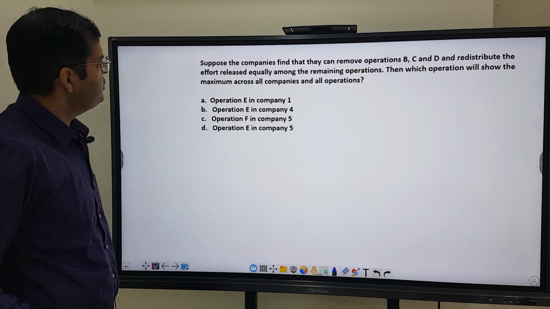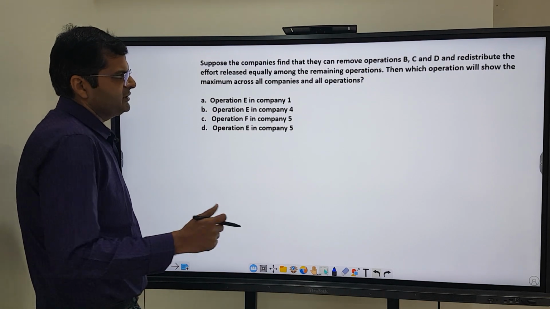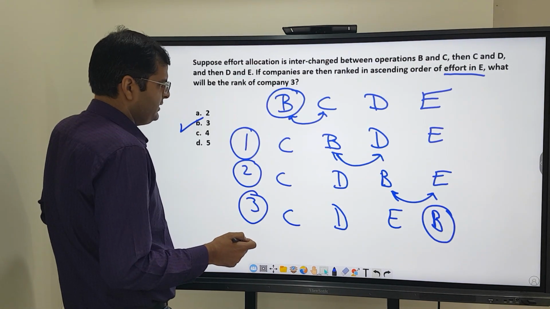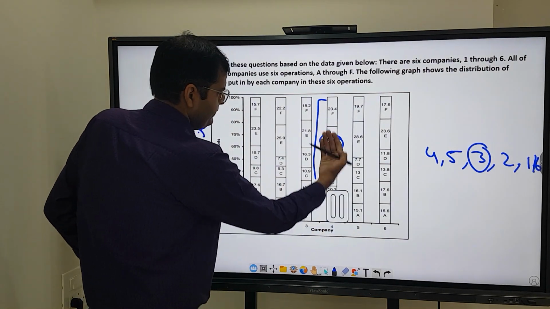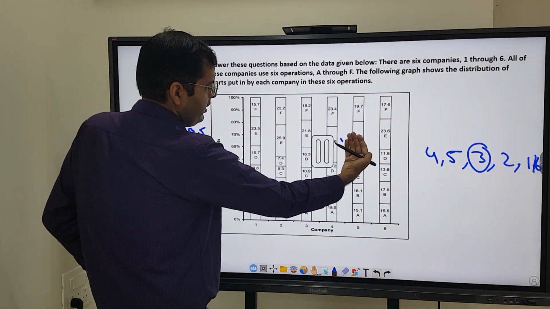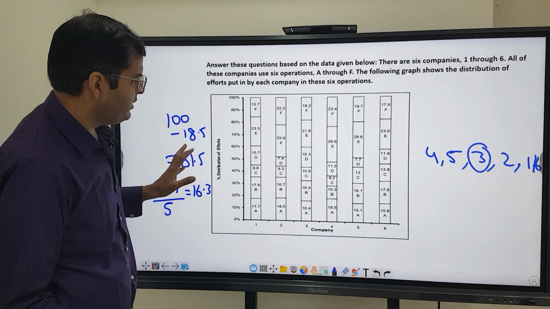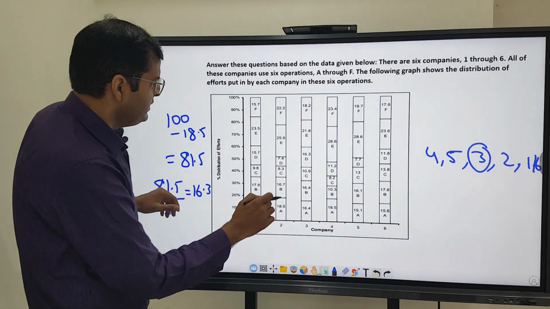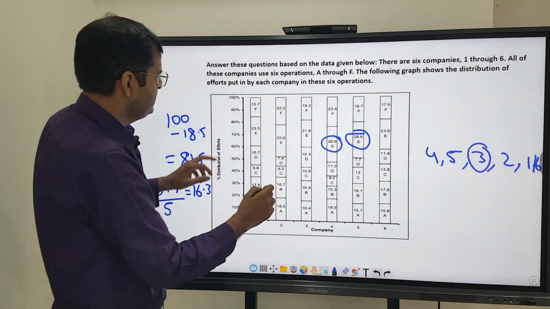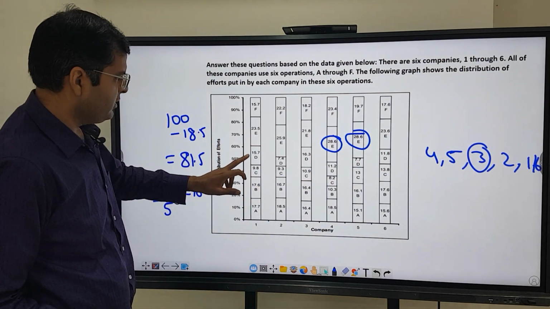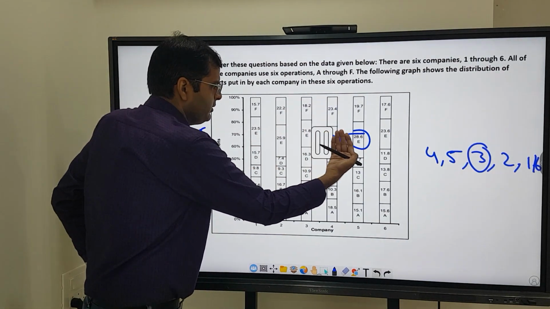Then which operation will show the maximum across all companies and all operations? When they say maximum across all companies, all operations, if you look at it right now, what is the maximum? It is this 28.6 and 28.6. There is nothing more than that. So this is right now the maximum across. Now, the question is not saying that.